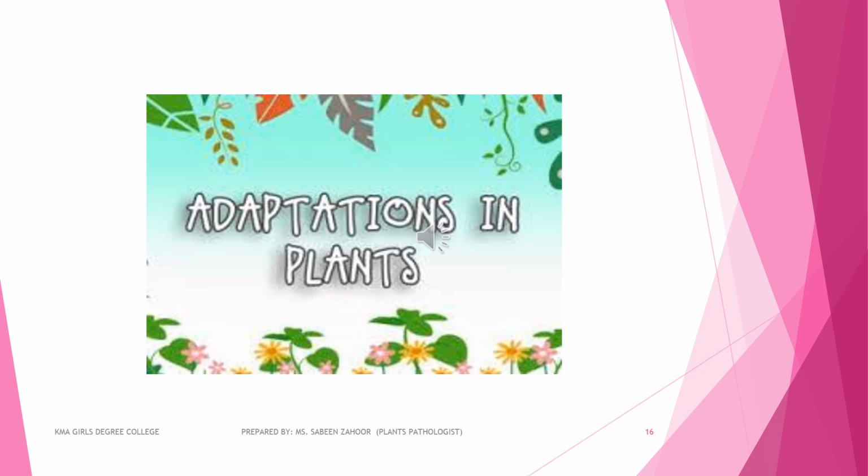Those plants which are living in the water, they are called hydrophytes. They are called the water-loving plants. They live in the water and adapted to the water habitat. Right? For their survival, what do plants do? They adopt the water habitat. Second is the xerophytes.